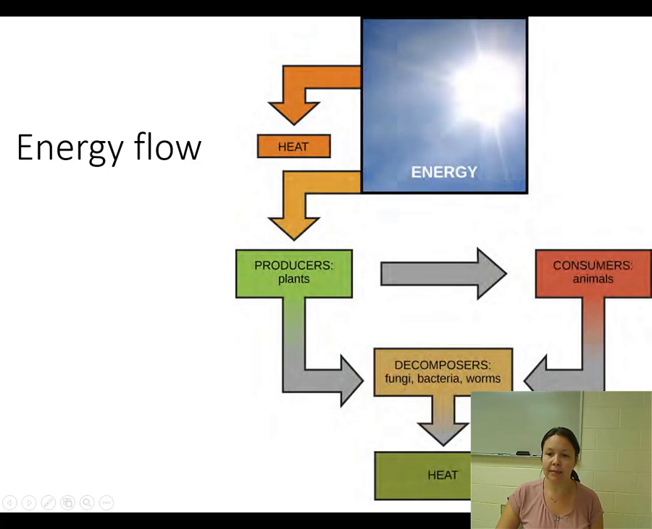Decomposers are organisms that essentially take energy from plants that have died or from animals, and so they decompose various nutrients. These are like fungi, bacteria, and worms that are able to undergo the decomposition process in the soil. And always some energy is lost to the surroundings as heat.